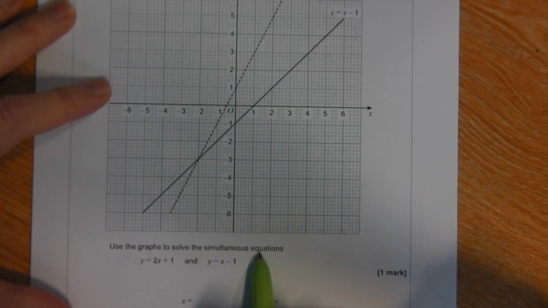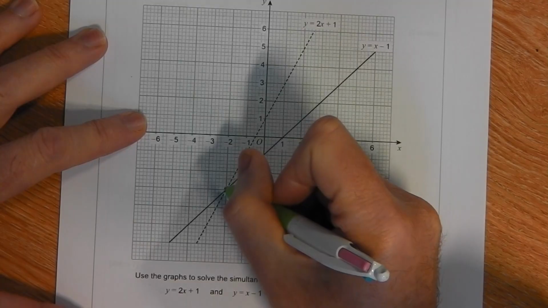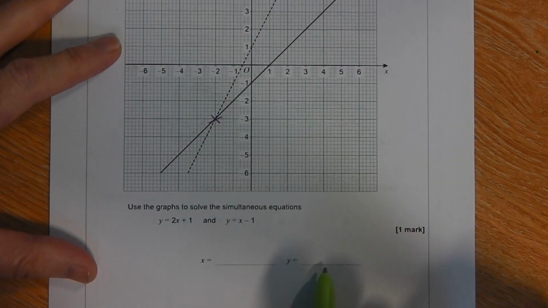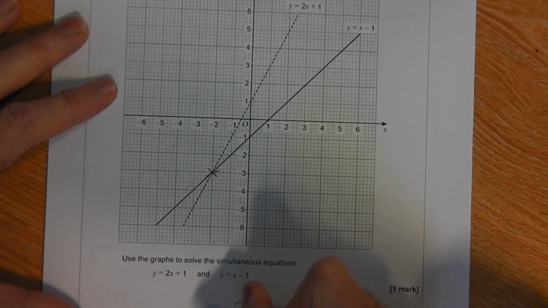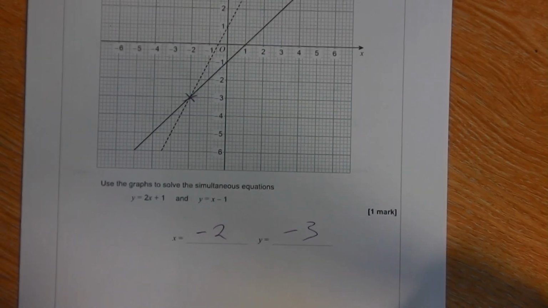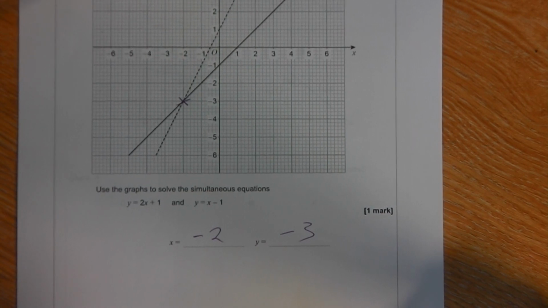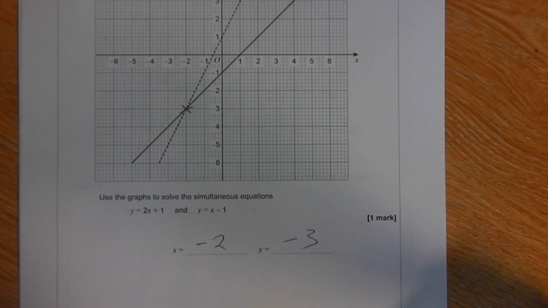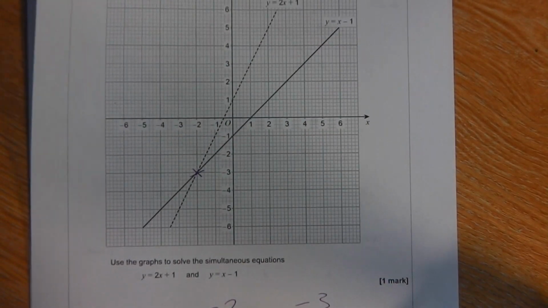To solve the simultaneous equations, basically we look at the two lines and we find out where they cross, which is here. And we put the coordinates down. So it's -2, -3. And that, would you believe, is it. That's a lot of information for 1 mark. And again, people see simultaneous equations and just think, nope. But where the lines cross, that's what we need.